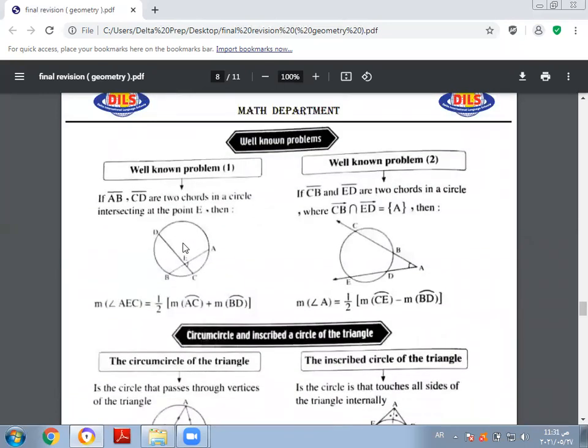Well-known problems. Well-known problem 1: if AB and CD are two chords in a circle intersecting at the point E, then measure angle AEC equals half of the measure of arc AC plus the measure of arc BD. Well-known problem 2: if CB and ED are two chords in a circle where CB intersect ED equals A, then measure of angle A equals half of the measure of arc CE minus the measure of arc BD.